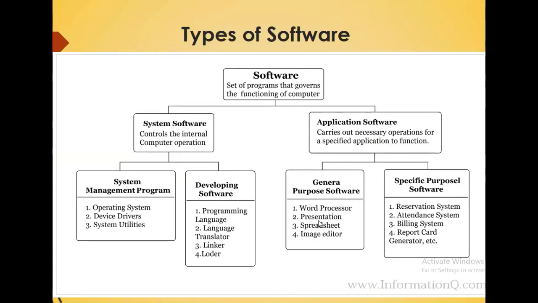Application software: general purpose software, such as the word processor, presentation, spreadsheet, and image editor that we are using. And specific purpose software: when any organization requires this type of software, they have to get it made by some company. Then come the attendance system, billing system, report card generator, etc. These are outsourced software. They are not general purpose software meant for use by everyone, so these are specific purpose software, and the others are general purpose software that is common for all.